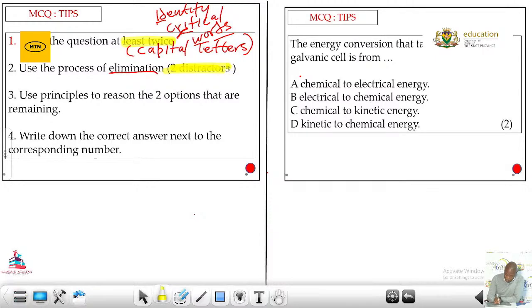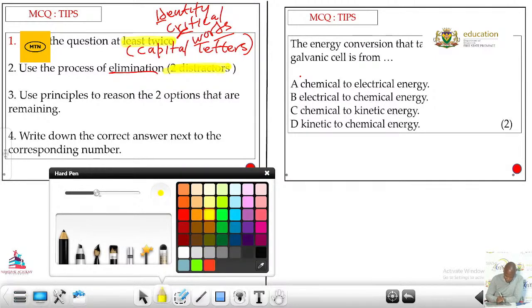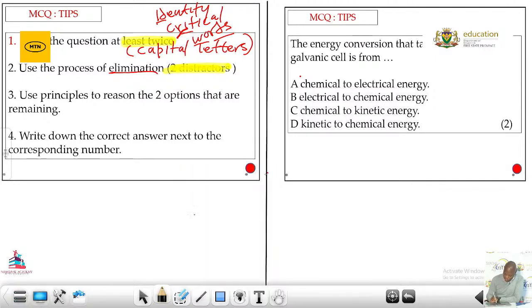What do we mean by two distractors? By two distractors, we mean answers that don't have anything to do with that particular question. So these are just the distractors, and there are usually two distractors given. These are answers that don't necessarily relate to the question.